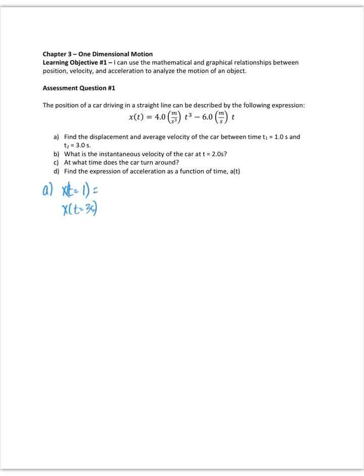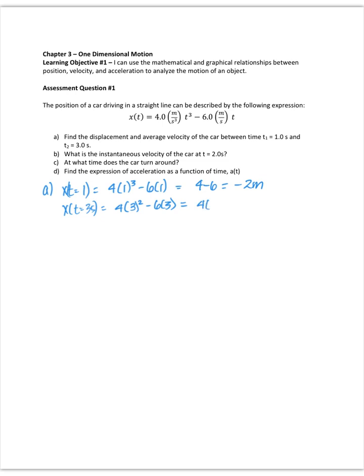So if we put in t equals 1 for our time in the first position, we have 4 times 1 cubed minus 6 times 1. That gives us 4 minus 6. And so we find that it actually has a negative position. That's fine. That's just where it is. And if we do the second one, we have 4 times 3 cubed minus 6 times 3. So we've just substituted in the time that we're interested in for t in our expression.